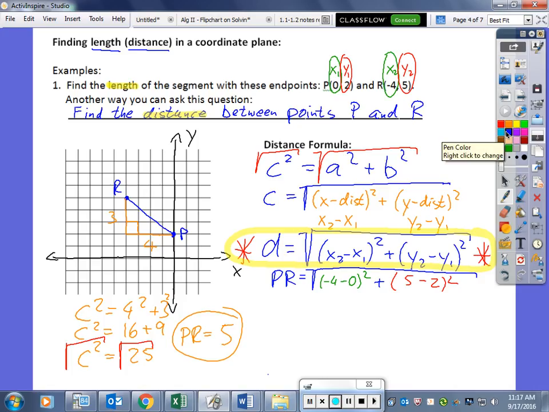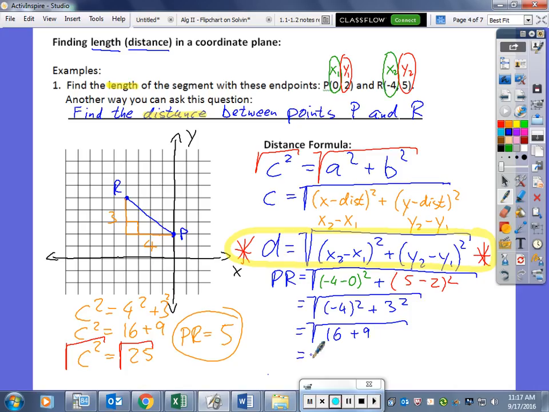Let's go ahead and solve it and see what we get. This is equal to the square root of -4 squared plus 3 squared, which is equal to 16. Remember, -4 times -4 is positive 16 plus 9. This is the same as the square root of 25. And so the square root of 25, as we already found out before, is 5. So the length of our segment PR is 5.